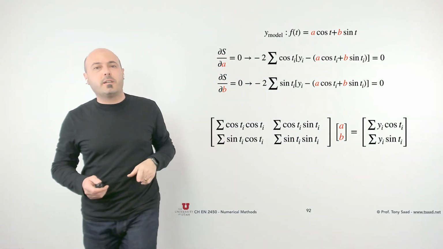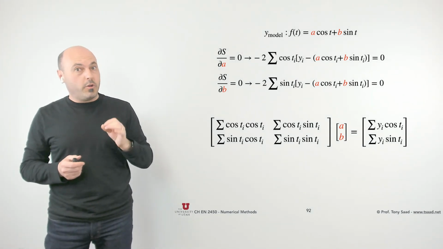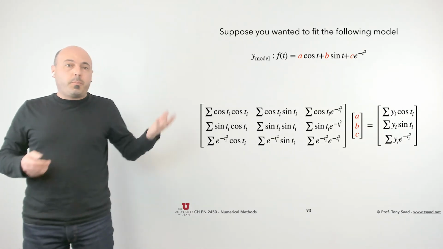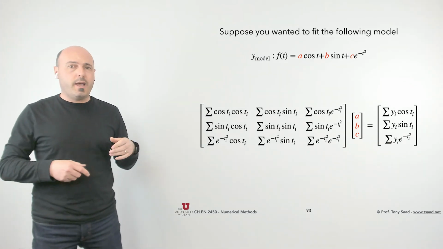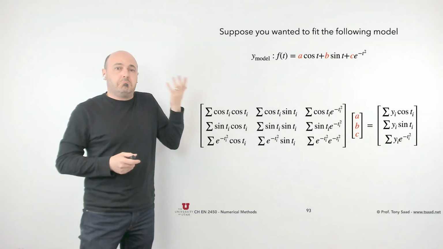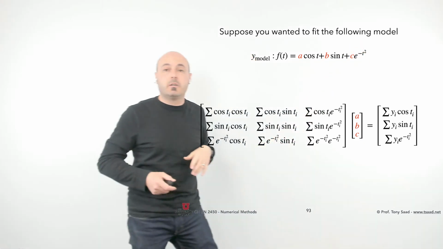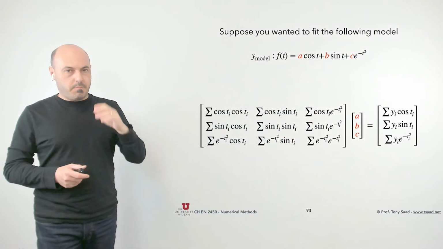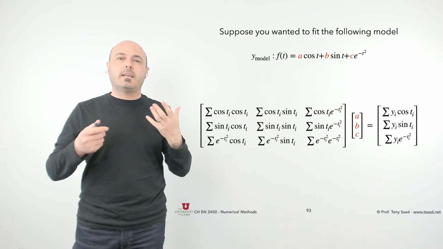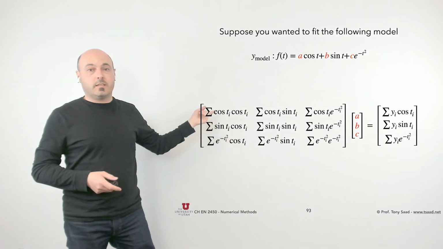Now, this is still linear regression. Why? Because it resulted in a system of linear equations, although the model was highly nonlinear. That's very important to recognize. Now, suppose you wanted to fit another kind of model. You had sinusoidal data with some exponential decay or something weird with it. Someone came up with this model, a cosine t plus b sine t plus c e to the minus t squared. This is still linear regression. It's a model that's highly nonlinear, but the coefficients are presented in linear fashion. And this model results in this system of equations.